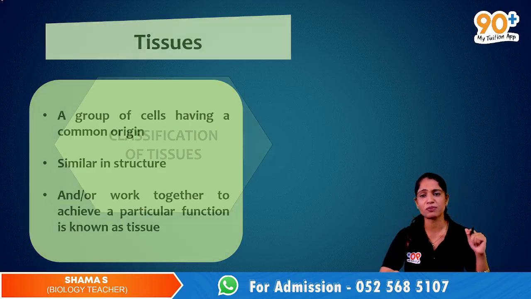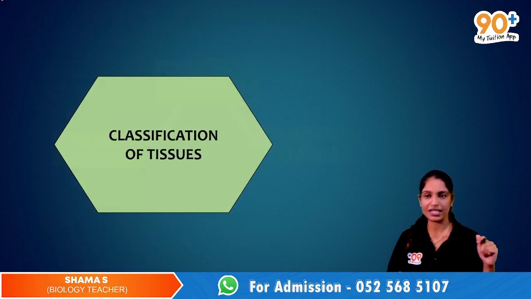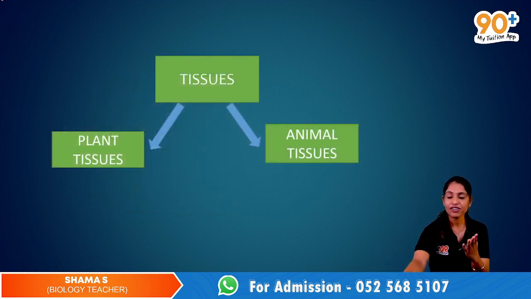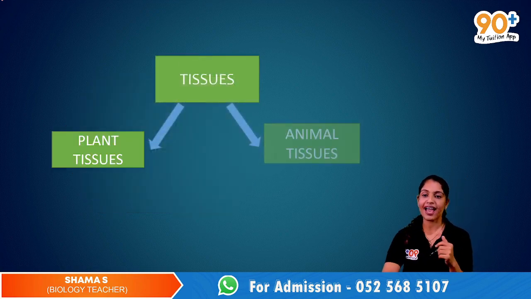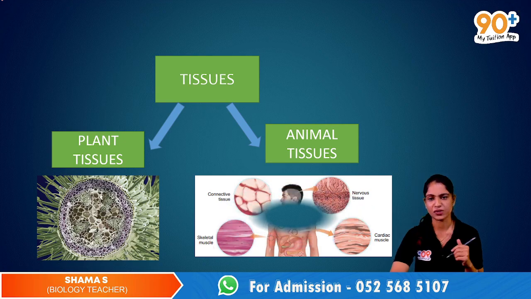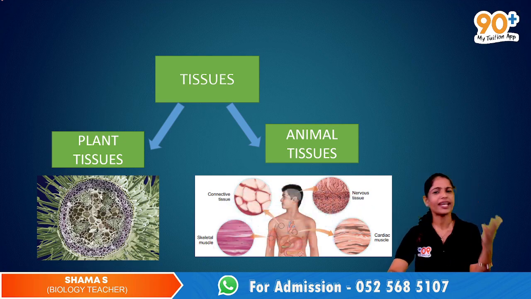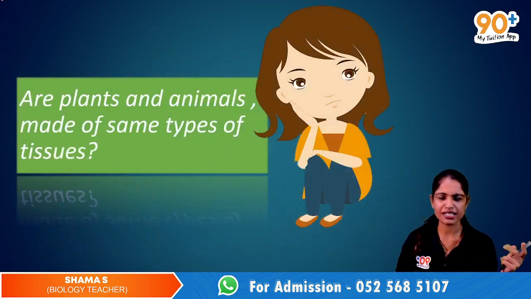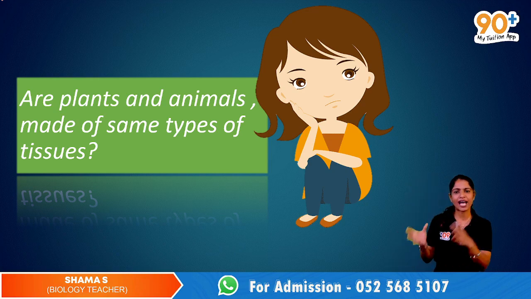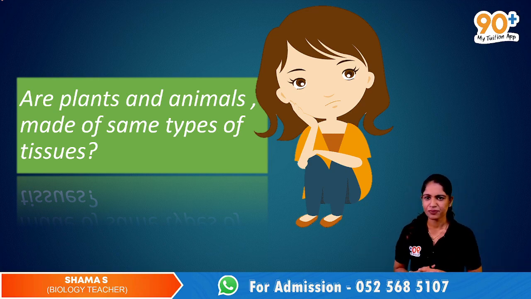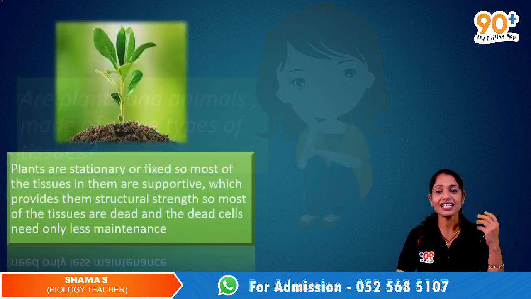Now this tissue has been classified into two. We'll see. It is classified as plant tissues and animal tissues. Now, are plant tissue and animal tissue the same? Is the tissue found in both plants and animals the same? Yes or no? It's a no, right?